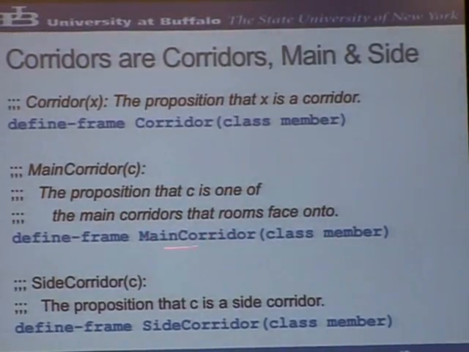Then there's main corridor, again class and member, because we'll store main corridor. So class and member is used for the instance relation for any category, and the category itself is stored in the class slot and the instance in the member slot. And side corridor is a function symbol saying that something is a side corridor.